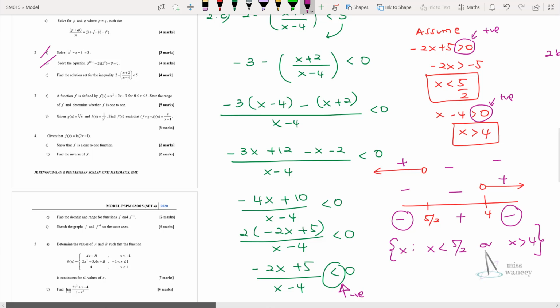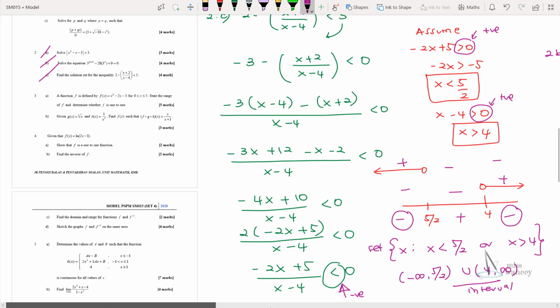So this is the solution set. They ask for a set, so we have to put the curly brackets or braces. Otherwise, we can write it in negative infinity until 5 over 2 union 4 up until infinity. So this is the interval. The first one, this is the set notation. Okay, so done with that.